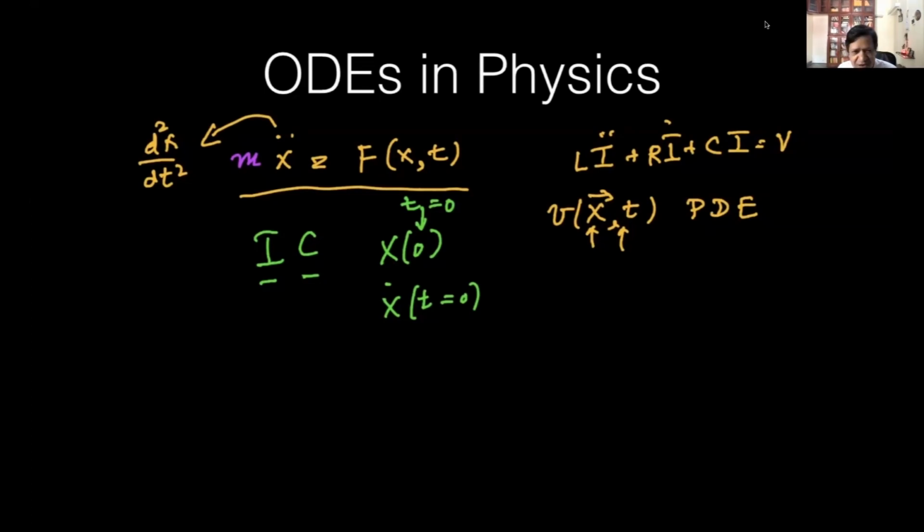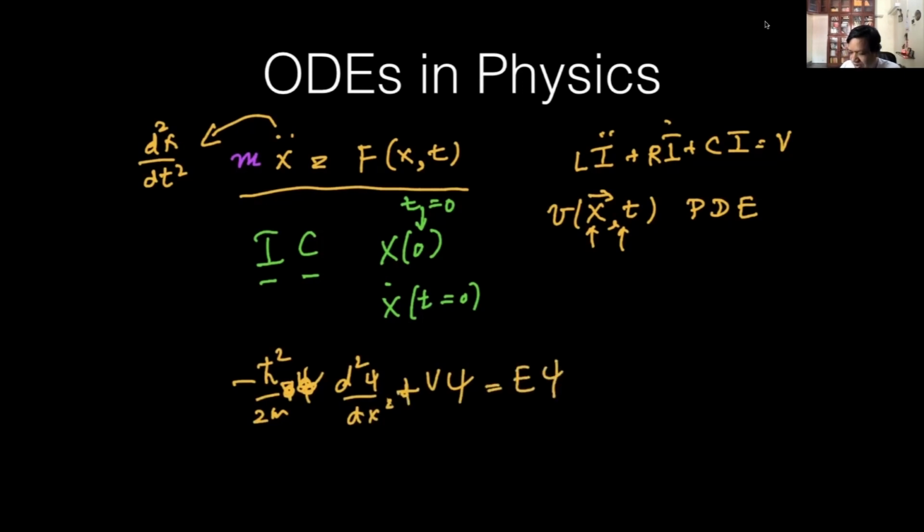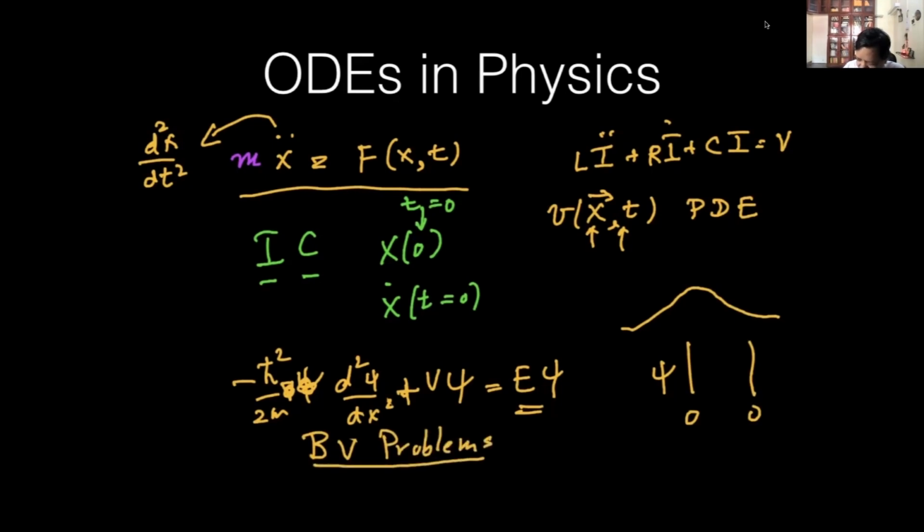There's another set of equations which are boundary value problems. We know this from the wave function in quantum mechanics: minus h bar squared by 2m Laplacian psi. Let's do it in 1D: d squared psi by dx squared plus V psi equals E psi. Now we want to find the eigenvalue E, and normally we give boundary conditions. For a particle in a box, psi is 0 here and 0 here, a vanishing boundary condition. Or if it is an oscillator problem, then it goes to 0 at minus infinity and plus infinity. These are called boundary value problems. I may not have a lot of time, but I will show you how to solve these problems as well.